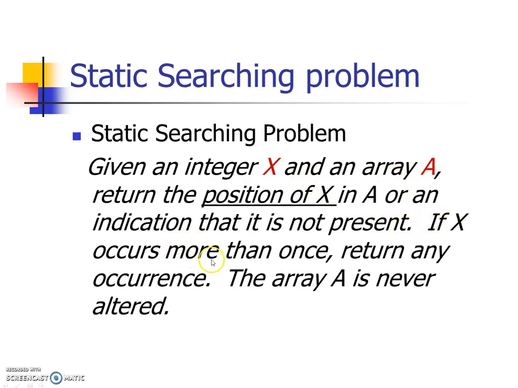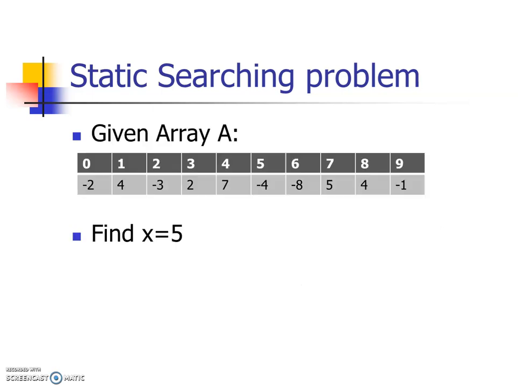If x occurs more than once, here is a special case. Say the value you want to find appears 2 times in the array A. As long as you return any one of the occurrences, it is considered the correct position, and this array A is never altered. So this is a very straightforward searching problem. You basically need to write a for loop or a while loop to go through each position of A and find x.